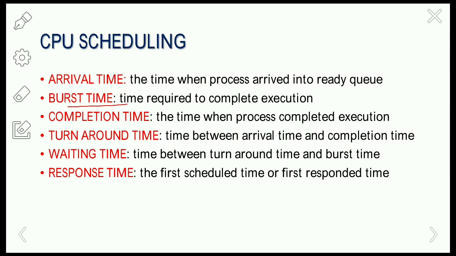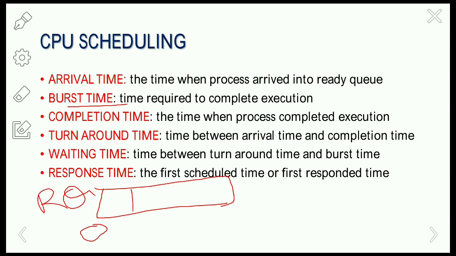So here the arrival time means the time when the process enters the ready queue. This is the ready queue. At time 0 the process entered the ready queue, and the burst time means the time required for completing the execution. So it may take 5 milliseconds. Okay, so 0 plus 5 is 5 milliseconds.